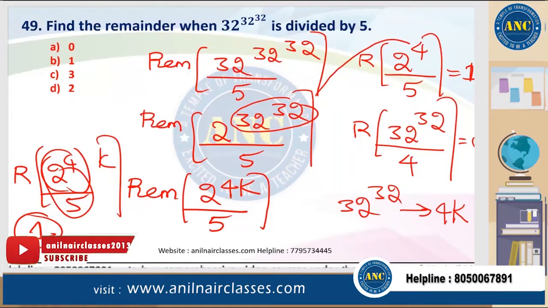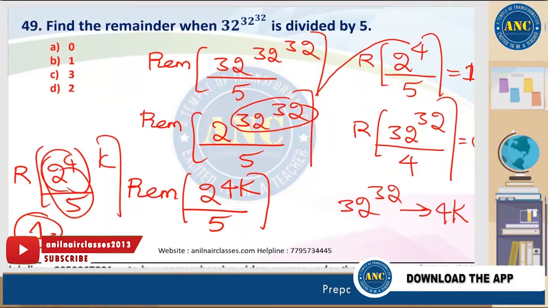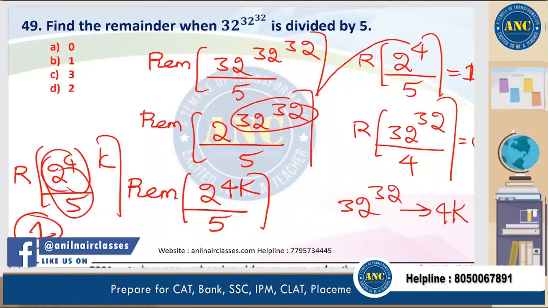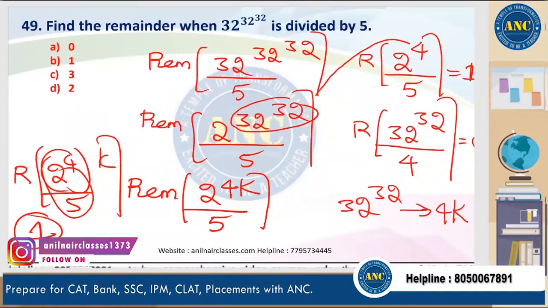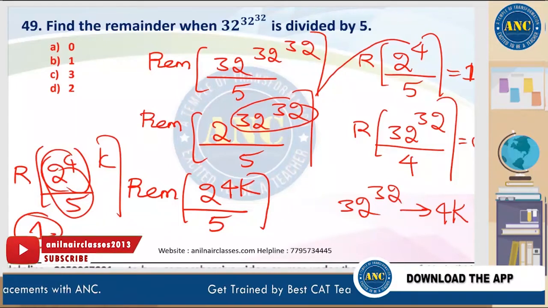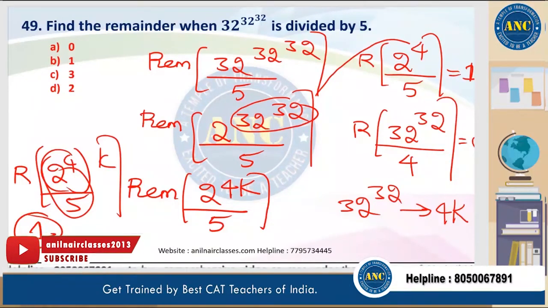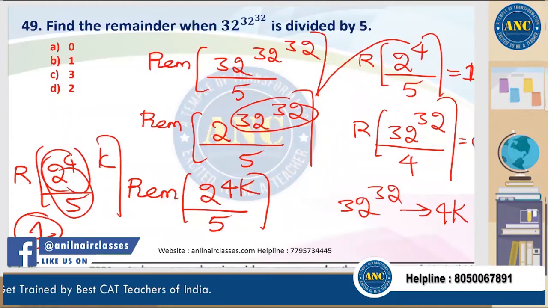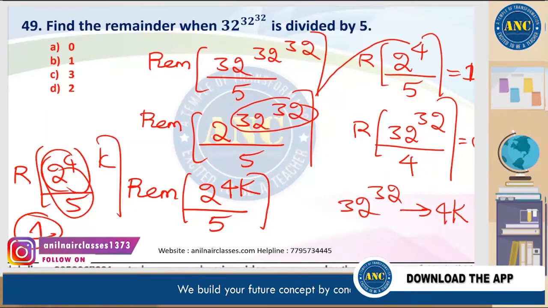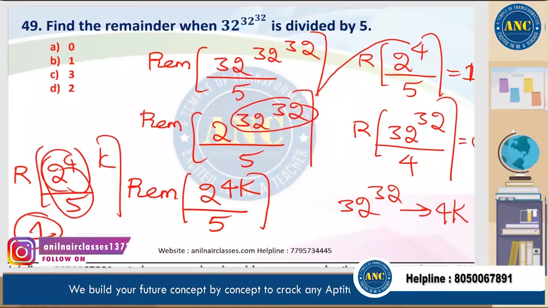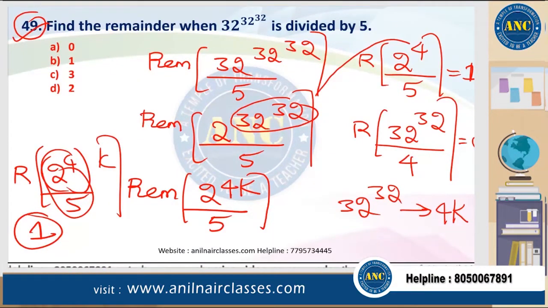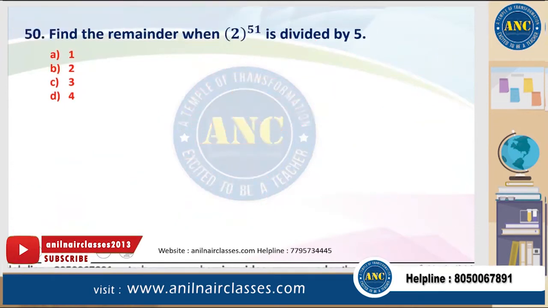32 power 32 power 32 divided by 5. 5 6's are 30. 2 power 32 power 32 divided by 5. 2 power 4 when divided by 5 is 1. 32 power 32 when divided by 4, 32 is divisible by 4, so remainder 0. So 2 power 4k when divided by 5 is 2 power 4 power k divided by 5. 16 divided by 5 is 1. Answer is 1. Idea clear, right? 49th. It's an easy question if you know the concept.